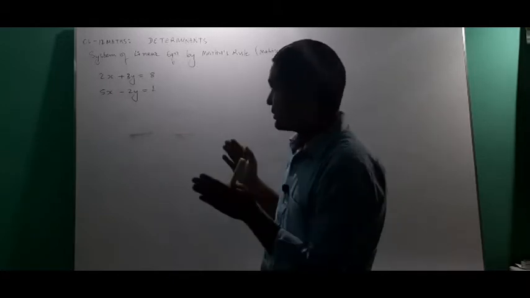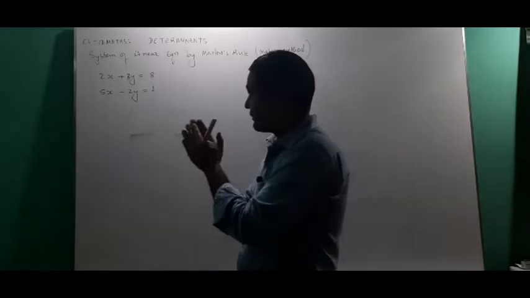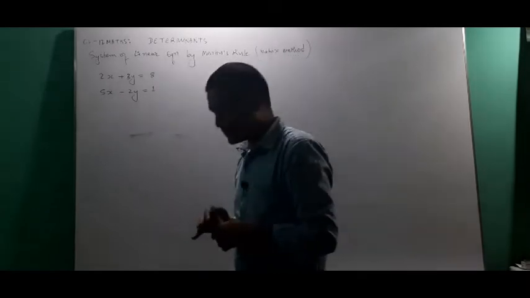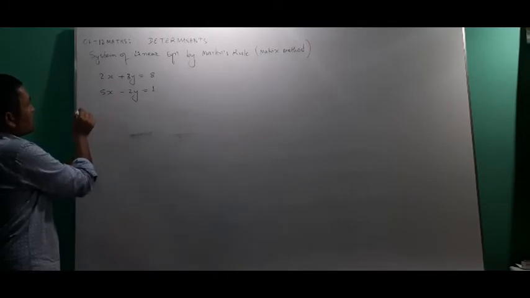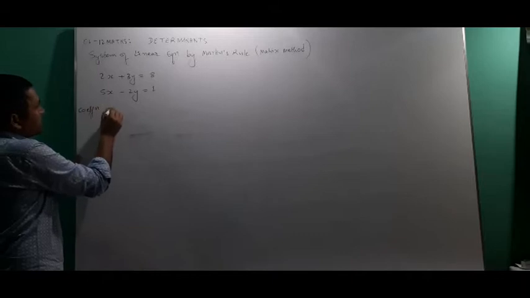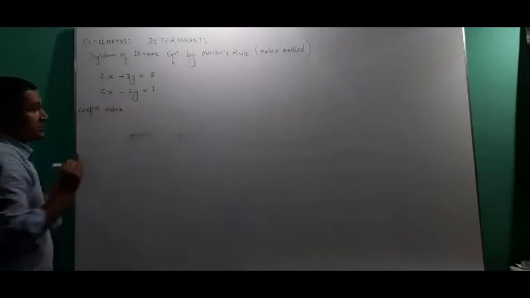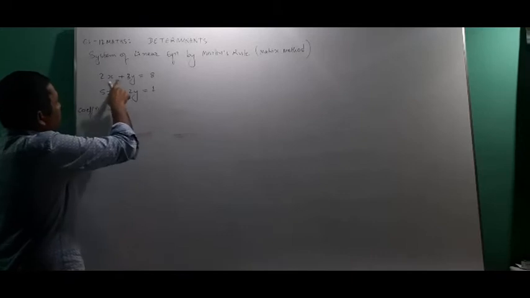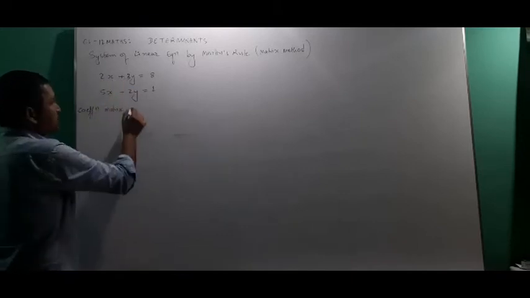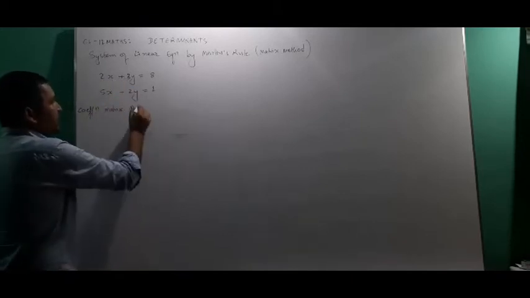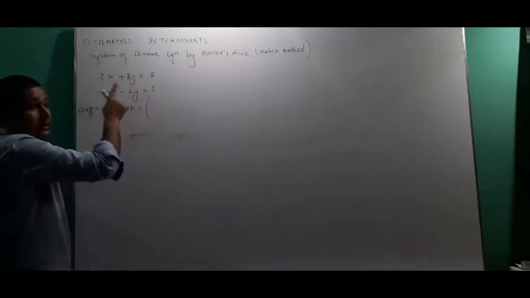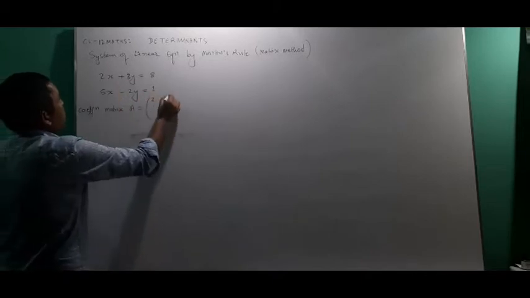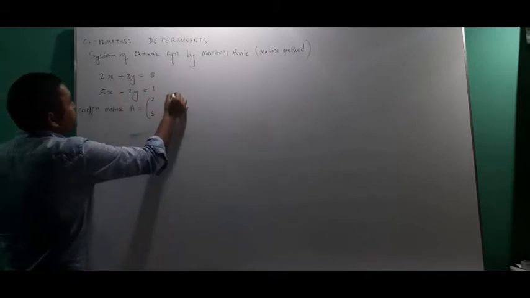Before going to solve, we have to separate the variable, coefficient and constant terms. Now I will show you the coefficient matrix. Coefficient matrix means the numbers in front of the variables. It is indicated by A, and these are the entries. While writing the coefficients, write them with their sign: 2, 3, 5, minus 2.